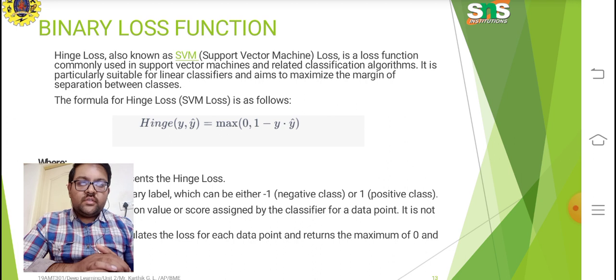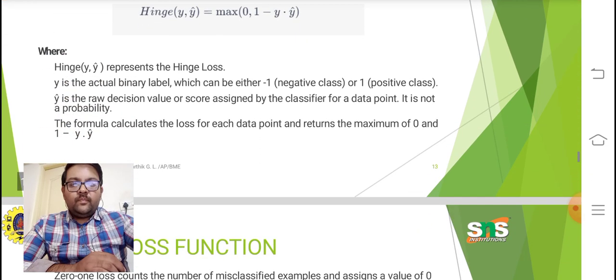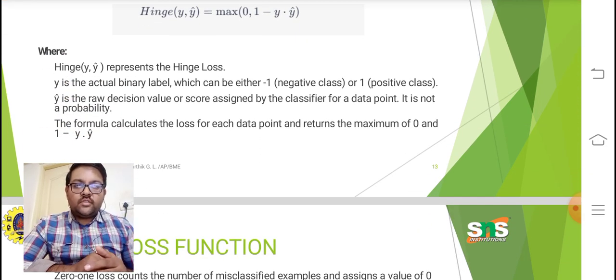The formula for hinge loss or SVM loss is as follows. Hinge(y, ŷ) = max(0, 1 - y·ŷ), where ŷ is the predicted value and y is the actual value. Hinge represents the hinge loss, and y is the actual binary label, which can be either the negative class, -1, or the positive class, 1. ŷ is the raw decision value, or the score or prediction assigned by the classifier for a data point. It is not a probability.